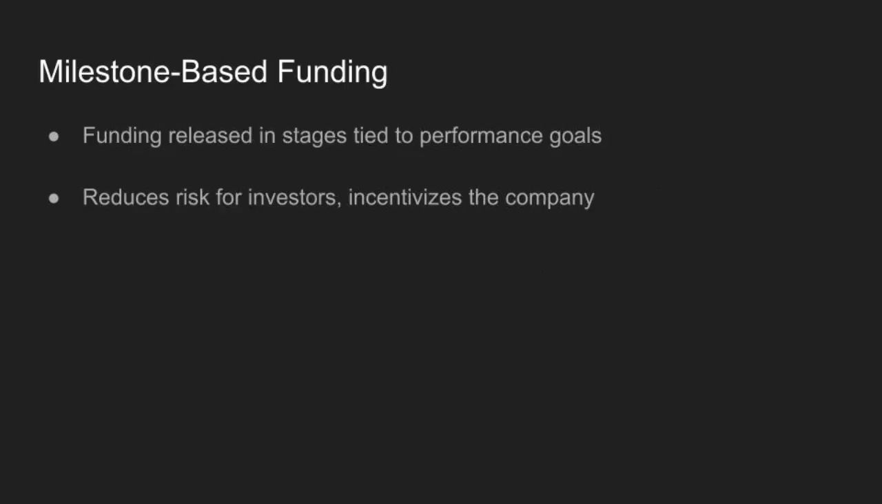One of the smartest ways to structure funding is through milestone-based funding. Instead of getting all the money at once, the company receives funding in stages, each tied to specific performance goals. This approach not only motivates the team to hit those milestones, but also gives investors a way to manage risk and ensure their money is being used effectively.